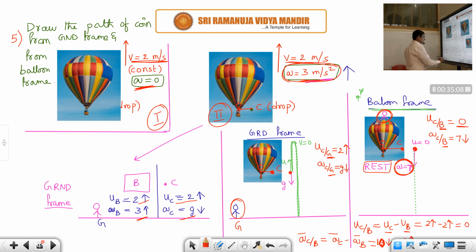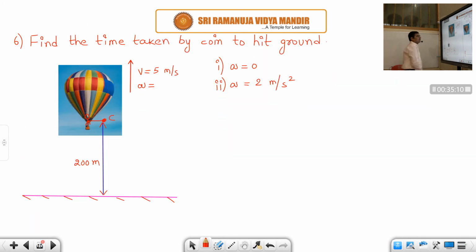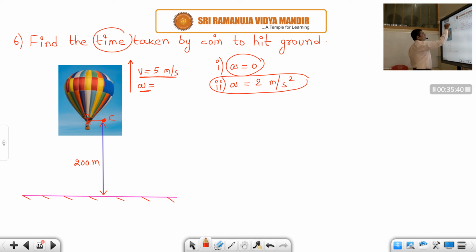Now this is in the vertical direction. Suppose, let us say, you are given the horizontal direction. Before going to that, let us see a problem. Find the time taken by the coin to hit the ground. Here this is the hot air balloon going upwards with a speed of 5 meters per second, and acceleration in the first case is 0, second case is 2 meters per second square. Now when you release the coin, how much time will it take to reach the ground?